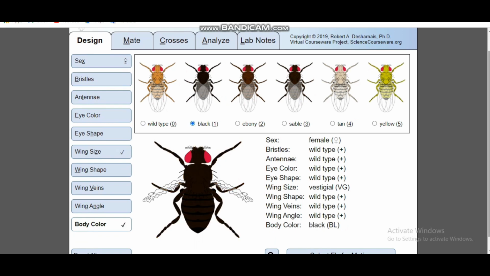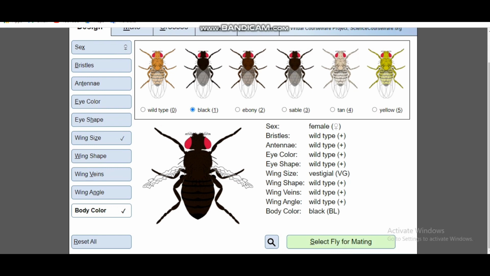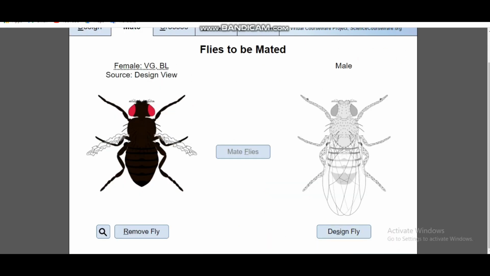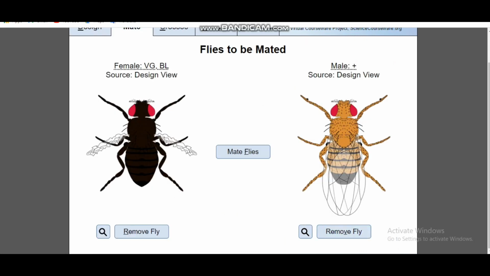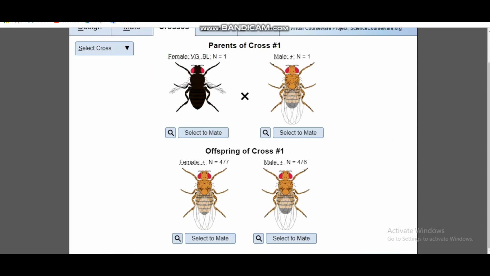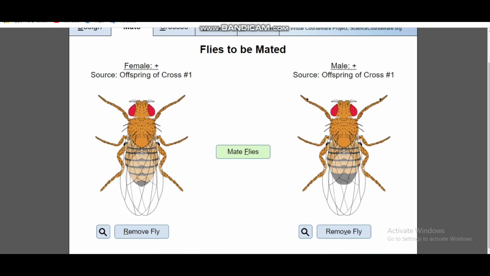and then we select for fly for mating. We choose the design for male. So the design for male is wild type, and then select for mating. After that, we mate the flies. We choose offspring. Select mate and mate the fly.